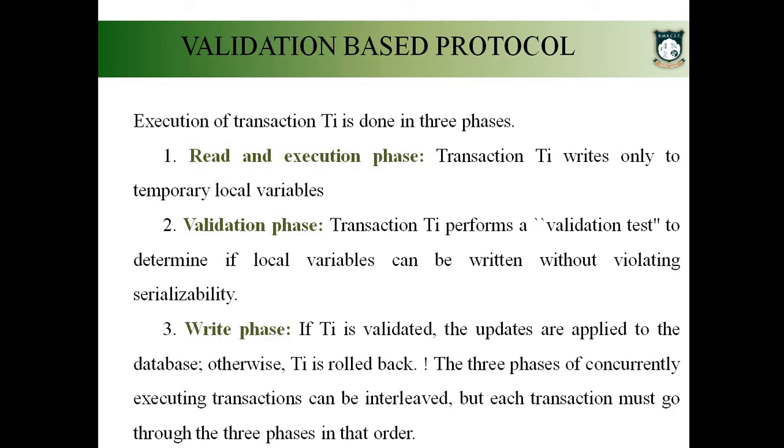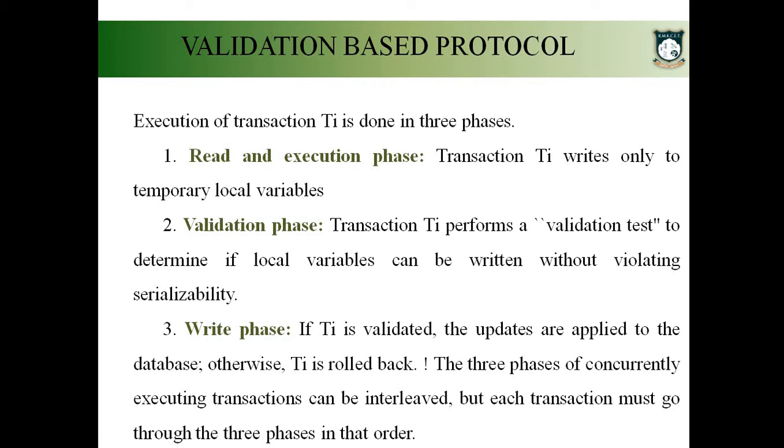I will repeat once again. See whether the results, whatever it has computed and is available in the local variable, can be taken to the actual database or not. That will be validated in this validation phase. Then comes write phase. If in the second phase it gets a positive signal, yes, the validation phase has succeeded, then whatever we have in the local variable can be updated in the database. Suppose it does not get a positive signal, then the transaction has to roll back itself.